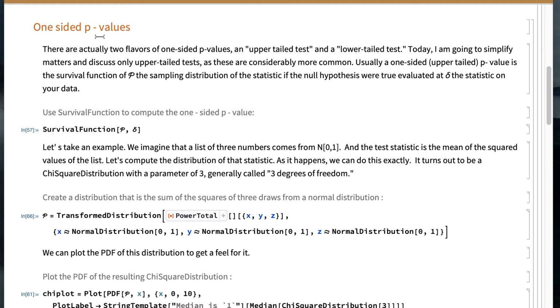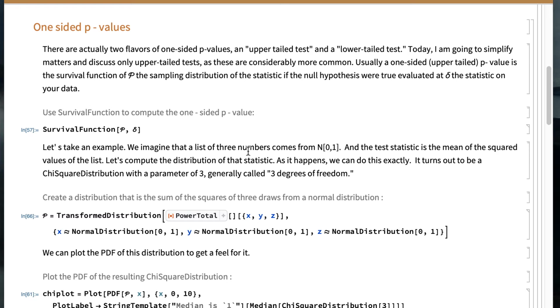Now let's talk about the one-sided p-value, which unfortunately comes in two flavors. There's an upper-tailed test and a lower-tailed test, and today I'm only going to be talking about the upper-tailed one-sided p-value, as these are considerably more common. A one-sided upper-tailed p-value is the survival function of P, the sampling distribution of the statistic if the null hypothesis were true, evaluated at delta, the statistic on your own data. I've written that in Wolfram Language here, and now let's take an example.